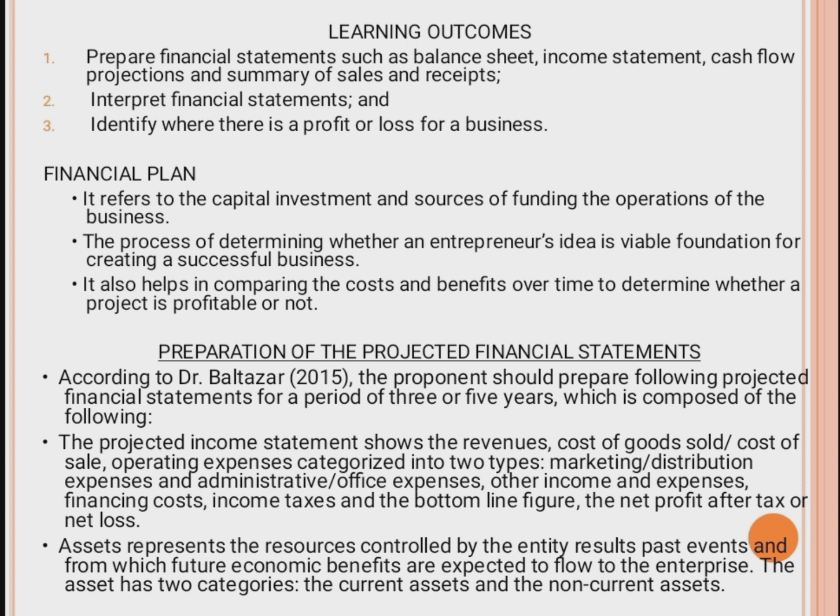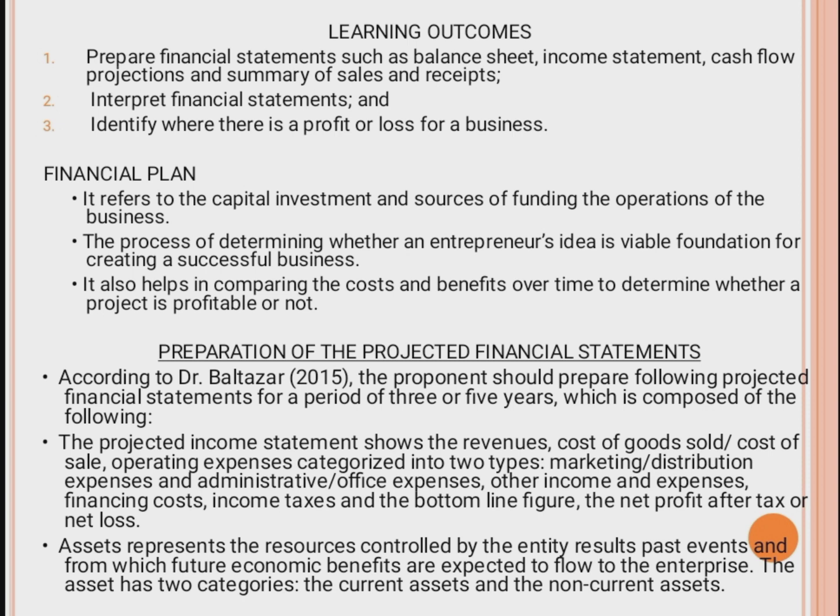Next, preparation of the projected financial statements. Number 1, according to Dr. Baltazar, 2015, the proponent should prepare the following projected financial statements for a period of 3 or 5 years, which is composed of the following. The projected income statement shows the revenues, cost of goods sold, cost of sale, operating expense, categorized into two types: marketing or distribution expenses and administrative or office expenses, other income and expenses, financing costs, income tax, and the bottom line figure, the net profit after tax or net loss.